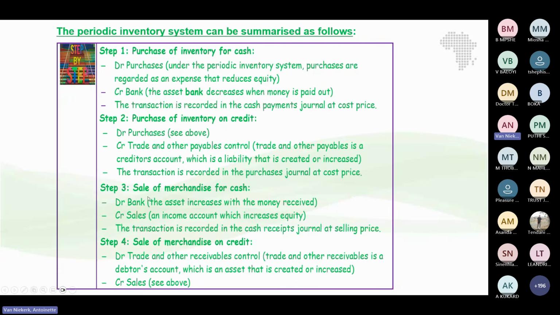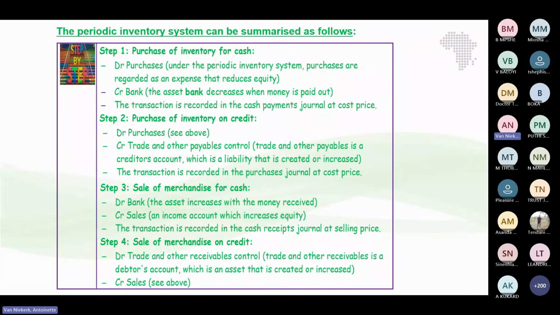Now we're getting to the sale of merchandise, which is the same as inventory, for cash. Cash, I immediately think about the bank account. So when sales happened and it was a cash sale, it means that your bank account will have an inflow of money. So your bank account, which is an asset account, will increase on the debit side.